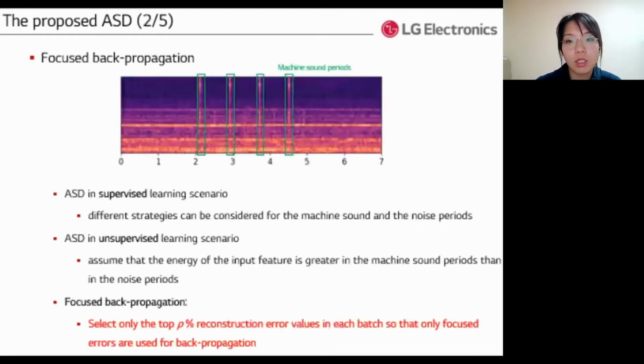If this was a supervised learning task, it would be possible to know whether machine sounds exist in a specific period. But since we are solving an unsupervised learning task, we assume that the machine sound periods have greater energy than the noise periods, like we can see in the figure above, for example. Based on this assumption, to further reduce the reconstruction error for normal machine sound periods, we suggested focusing techniques. Focus backpropagation refers to the method that selects only a certain percentage of the error values in each batch of the training process, so that only these focused errors are used for backpropagation.